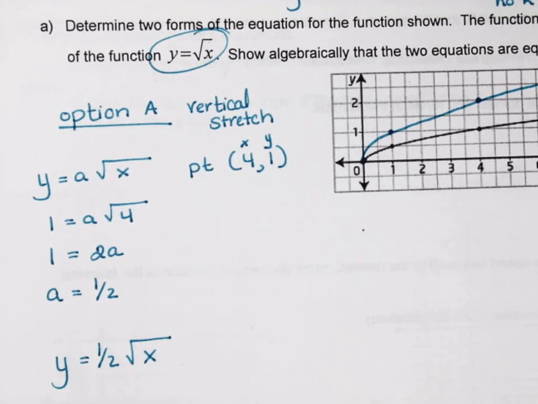The half has to go inside the root. Pardon? The half has to go inside the root. Outside, yes. Inside, nope. Just put it where it is.